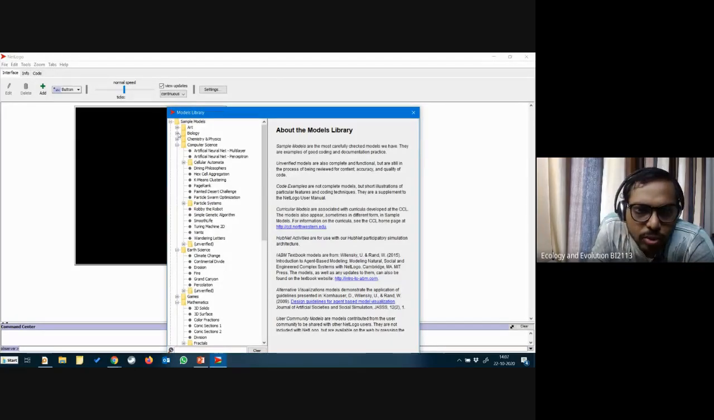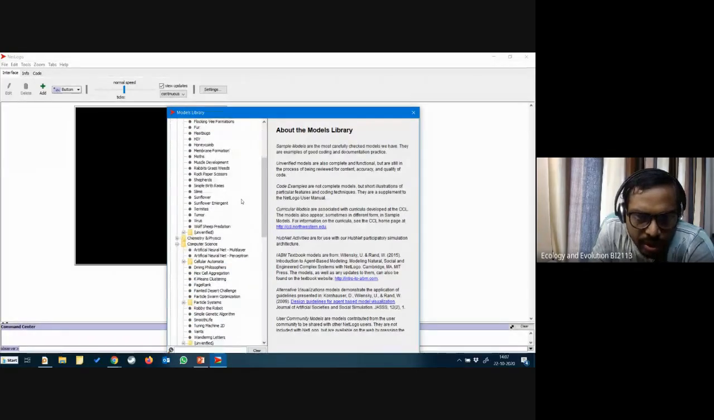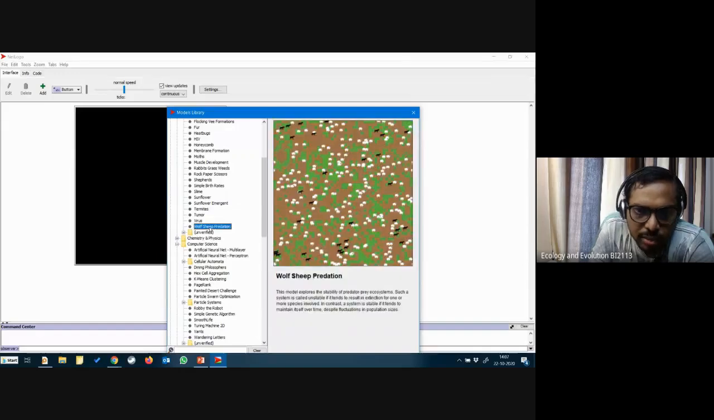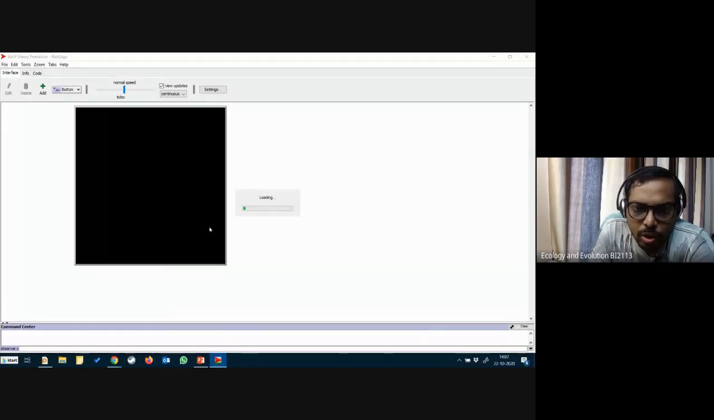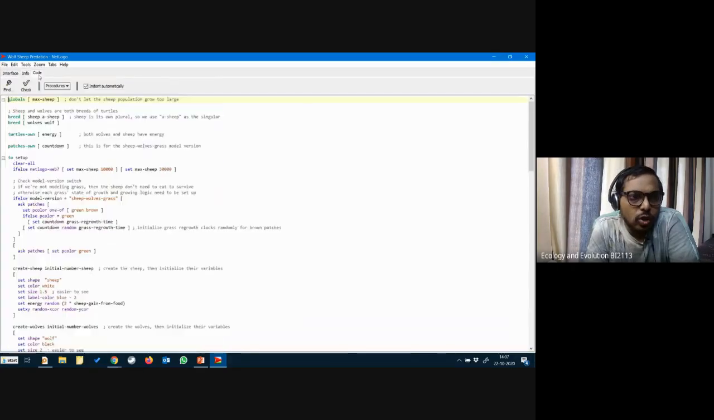So what we are going to do is dive into biology, which actually happens to be the largest category if I'm not mistaken. And in biology, we are going to go to wolf-sheep predation. All you have to do is double click on it, and that will load the model. Once you load a model, can you see 3 tabs over here? One says interface, the other says info, the other says code.